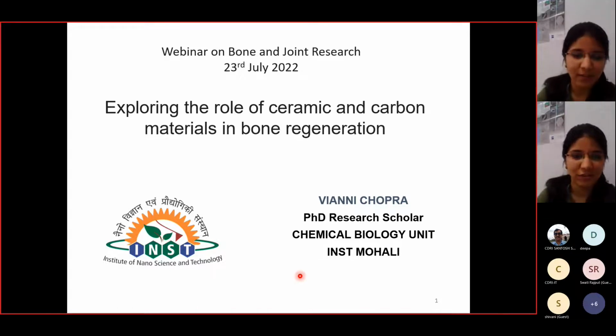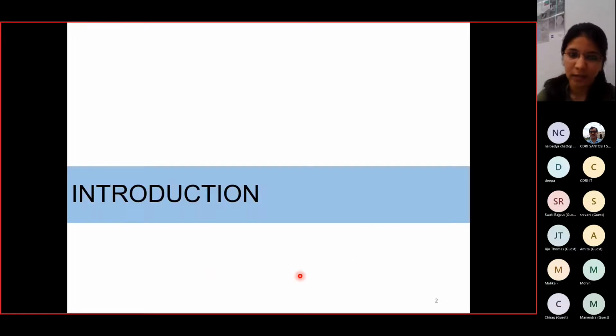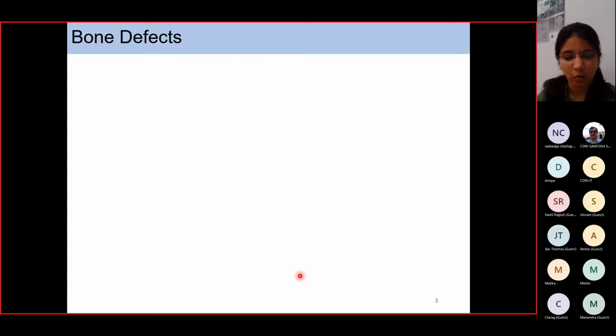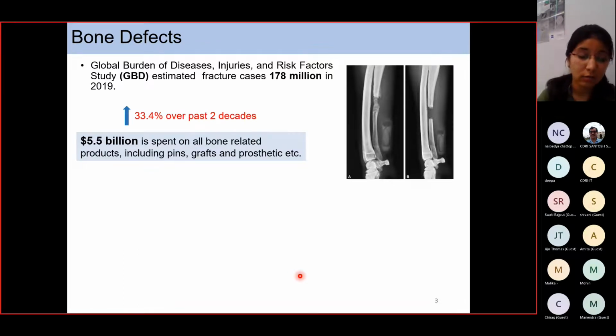Good afternoon, everyone. I am working on ceramic and carbon-based materials in the field of bone regeneration. So let me begin. I'll start with a brief introduction about what bone defects have been causing to the general population at large. The global burden of diseases has estimated that the number of fractures in the world has drastically increased to around 33.4% over the past 2 decades, and a lot of revenue is being spent on bone related products, for example, pins, etc.